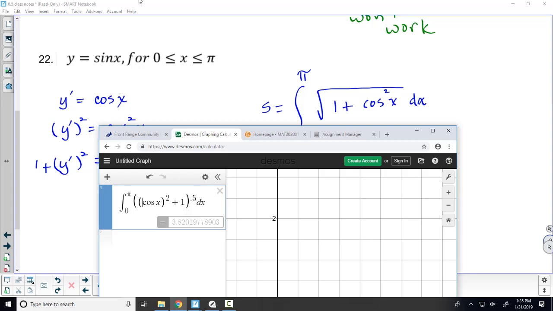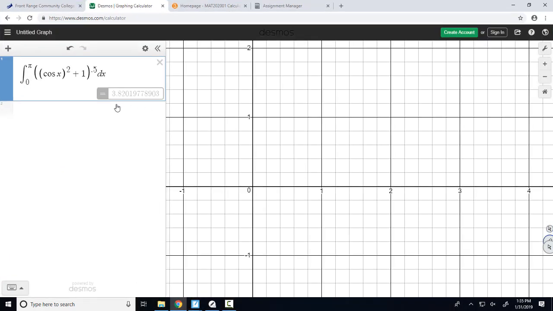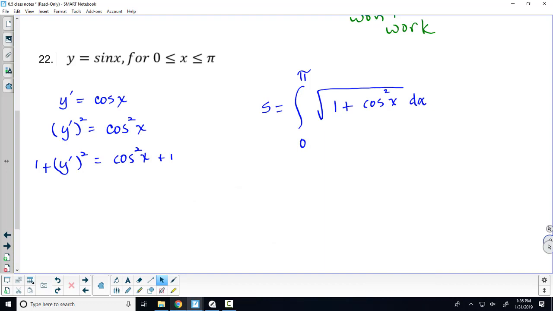And there's our answer. So 3.82 is the approximate answer. So that's another good use for Desmos. Approximately 3.82. So that's how you will do it with technology if you have to. And again, that's a great way to check your work when you don't need technology, just to make sure you're doing it right. Always good to check your answer.